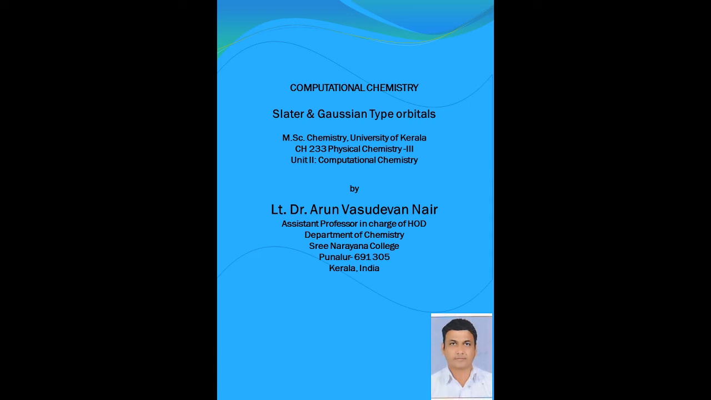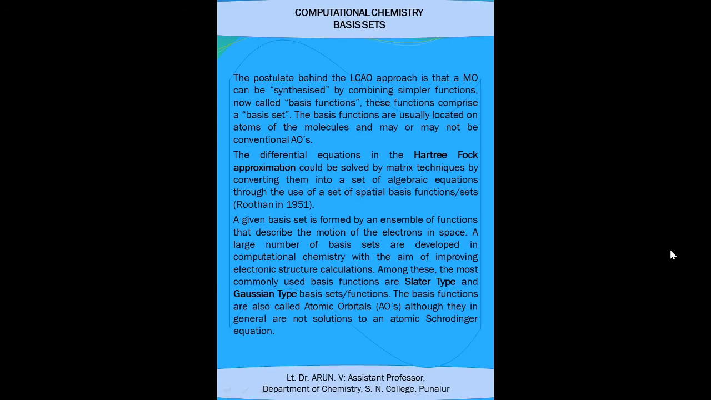Let us discuss Slater and Gaussian type orbitals. The approach behind linear combination of atomic orbitals is that a molecular orbital can be synthesized by combining simpler functions or simpler atomic orbitals, and these simpler functions are basis functions, and these basis functions constitute a basis set. The basis functions are usually located on atoms of the molecules. These basis functions may or may not be conventional atomic orbitals.